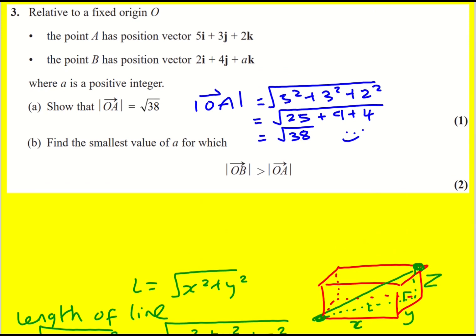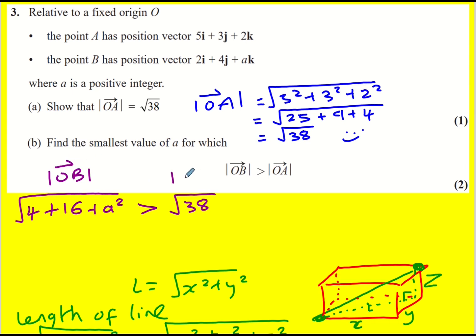On to part B, find the smallest value of a for which this is true. Okay, well OB I can work out in a very similar way. It's going to be 4, because I'm just squaring the 2, plus 16 plus a squared, square rooted, and that needs to be greater than root 38. Let me just clarify. This is OB and this is OA.